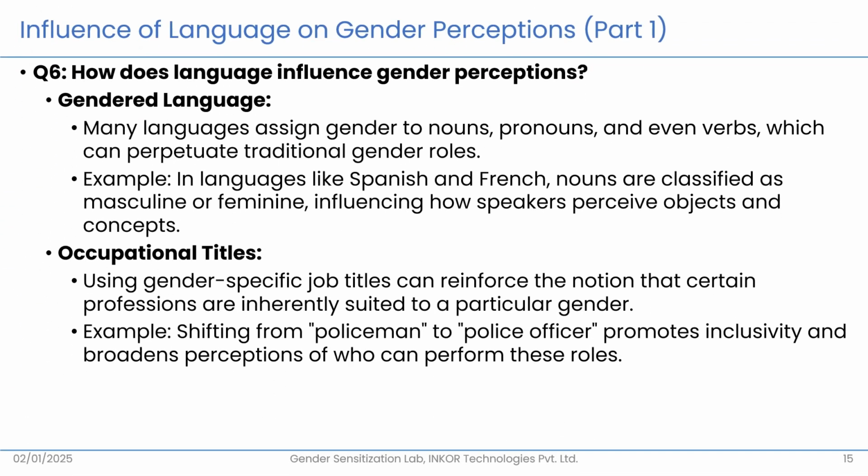Language plays a crucial role in shaping our perceptions of gender. Many languages assign gender to words, which can reinforce traditional gender roles. In languages like Spanish and French, nouns are classified as masculine or feminine, which influences how people perceive objects and roles. Occupational titles also contribute to gendered thinking. For instance, using terms like policeman or stewardess implies that certain jobs are meant for a specific gender. Shifting to gender-neutral terms, such as police officer and flight attendant, promotes inclusivity and helps broaden perceptions of who can perform different roles. By being aware of gendered language, we can make conscious choices that encourage equality and reduce stereotypes.